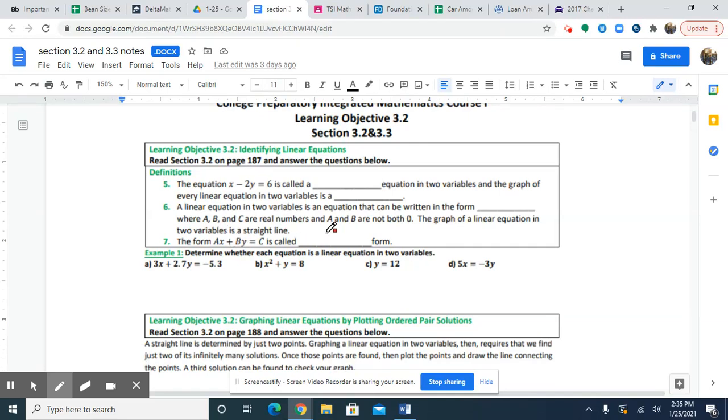Okay, so this whole section is going to be on linear equations and graphing them. The first example asks, determine whether each equation is a linear equation in two variables. So what we need to do is look at each equation and see which one of these is a linear equation that is going to be diagonal.